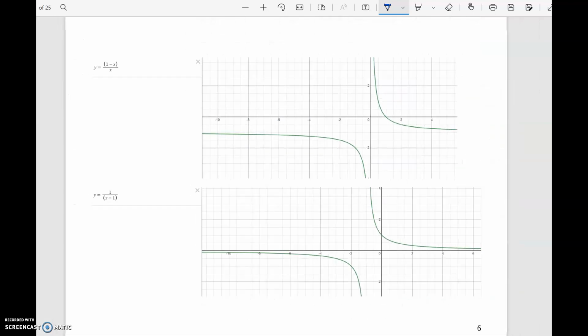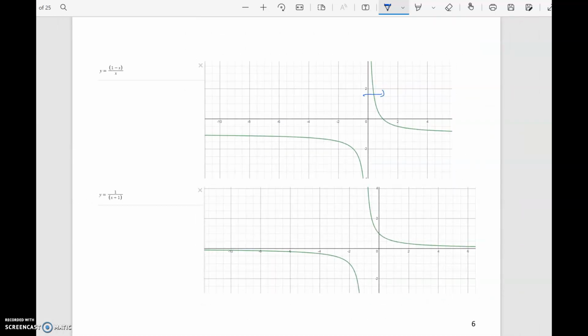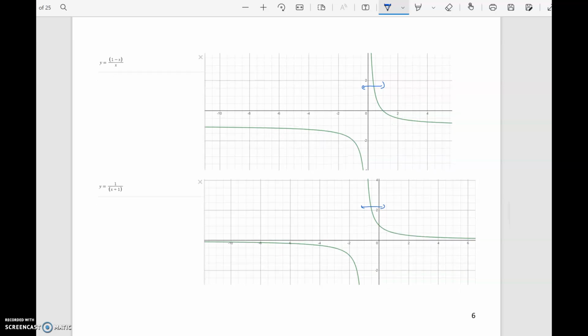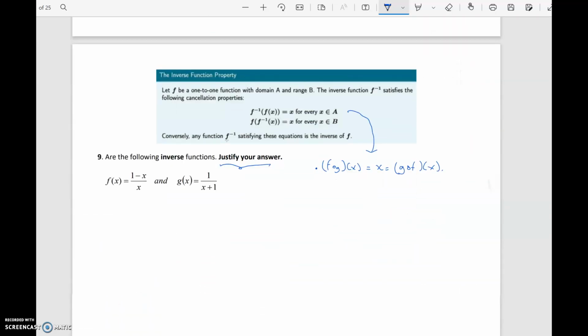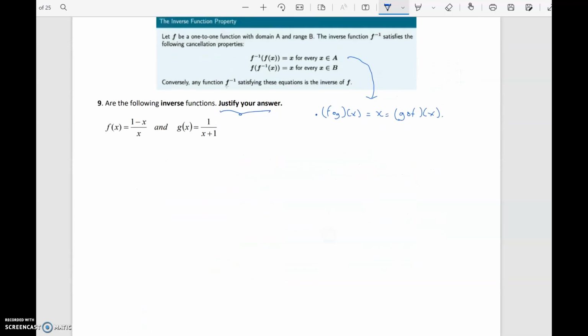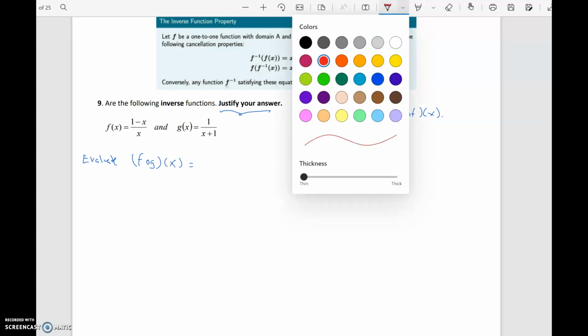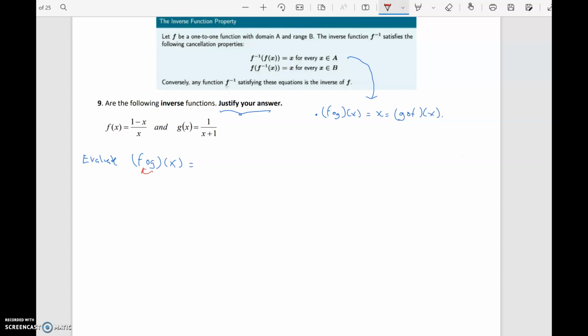Both of these functions are one-to-one, which means they pass the horizontal line test. And what this guarantees is that the inverse is also going to be a one-to-one function. So let me start with evaluating f of g of x. What we're expecting from this evaluation is that the outcome is x and nothing else.